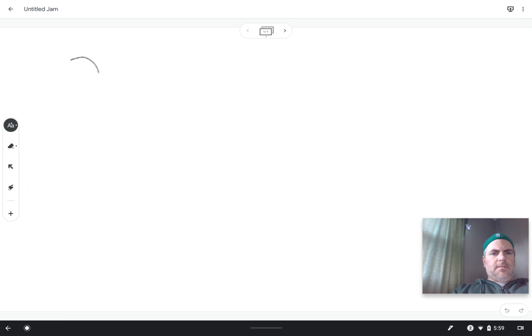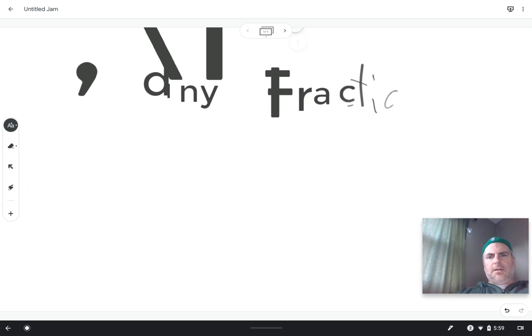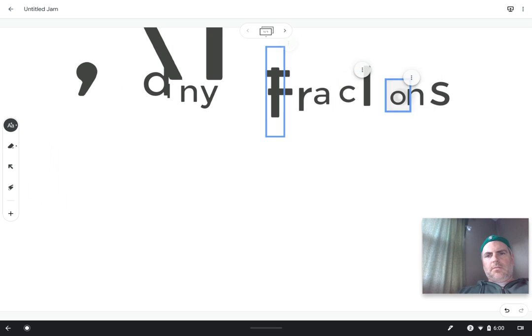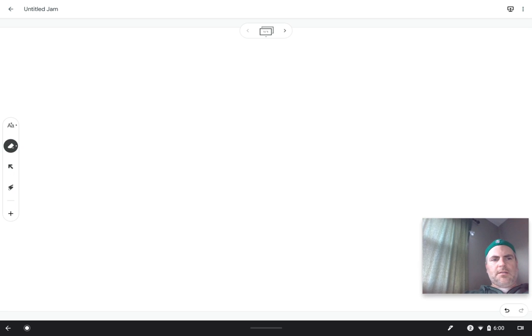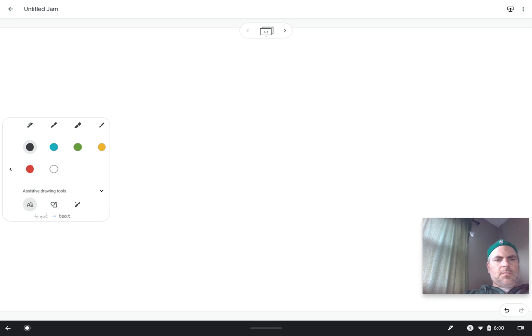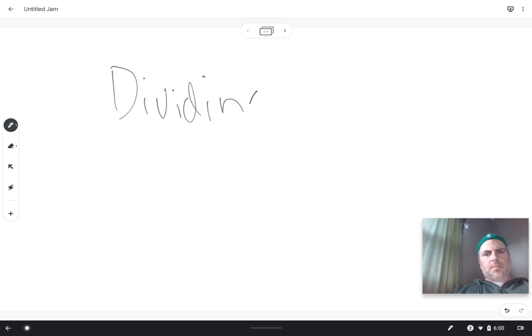So if I write dividing fractions, that is not working well, is it? Okay, let's see if it works. That looks terrible, doesn't it? All right, so let's clear the screen and we'll get some more practice in here. Let's just go with the regular old pen. And bear with my writing, of course: dividing fractions.